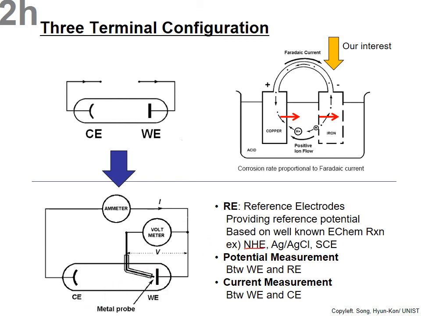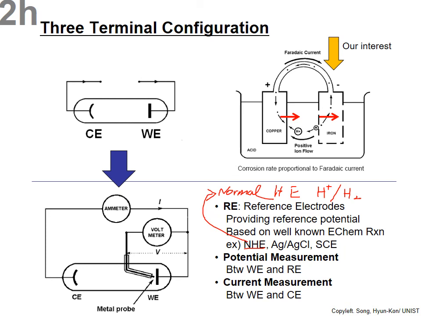So this is the normal hydrogen electrode, which is based on the electrochemistry between H+ and H2. H+ is reduced to hydrogen gas, or hydrogen gas is oxidized into proton. So this reaction provides a very constant potential.